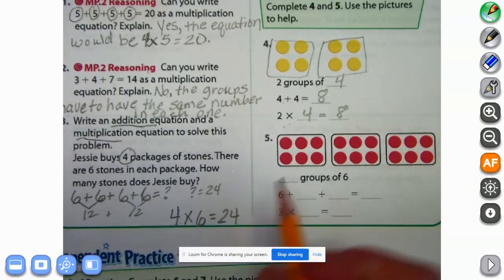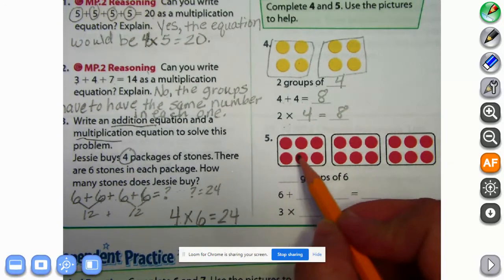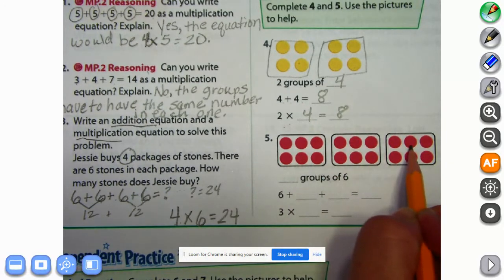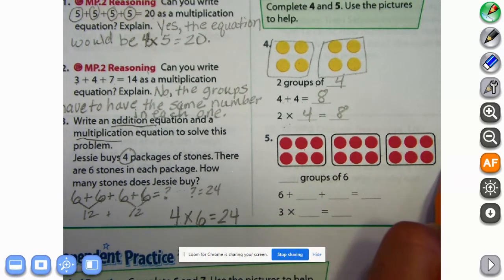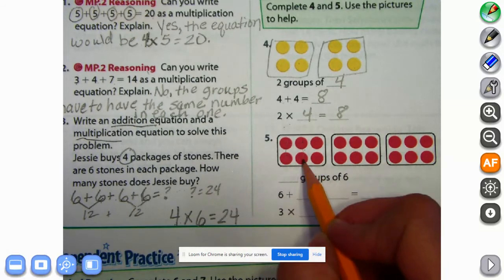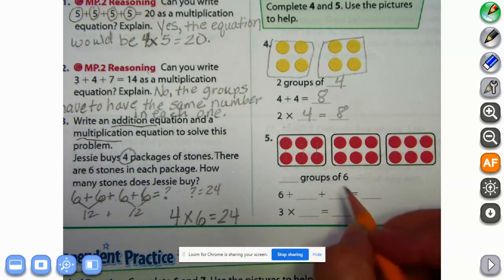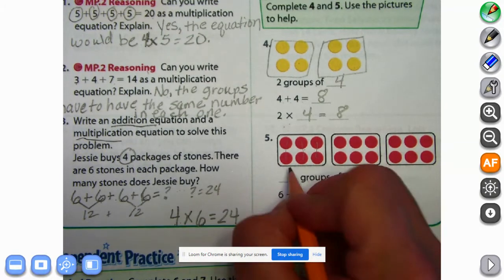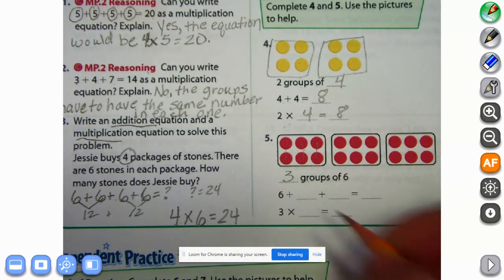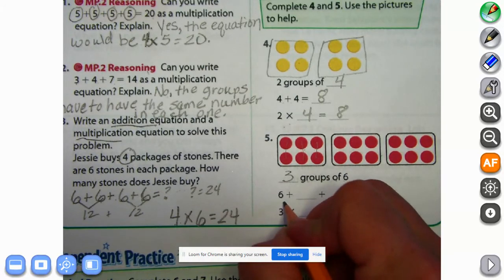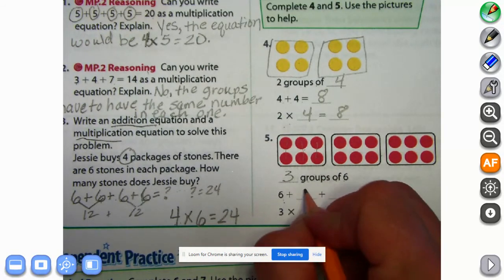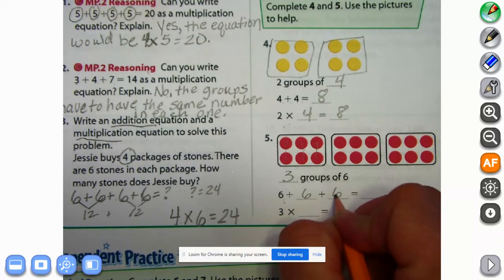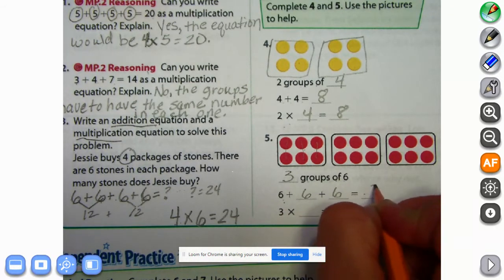Okay. We're down here on number 5. We have 1, 2, 3 groups. Each group has the same amount. Each group has 2, 4, 6. So they all have 6. And I see here groups of 6. How many groups do I have? 3 groups. So that means I'm going to add 6 3 times. 6 plus 6 plus 6 equals question mark.